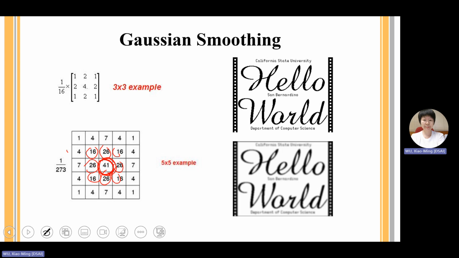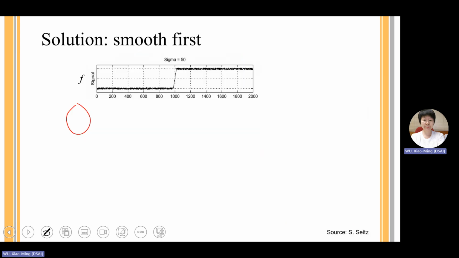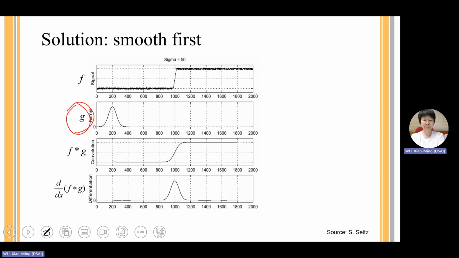Unlike the mean filter, which assigns equal weights to each pixel, the Gaussian filter assigns bigger weights to the central pixel and to those near the central. The result of the Gaussian filter is more natural, and it places higher importance on the central pixel. So the Gaussian filter is commonly used for smoothing because it can better preserve the image content, the pixel values.